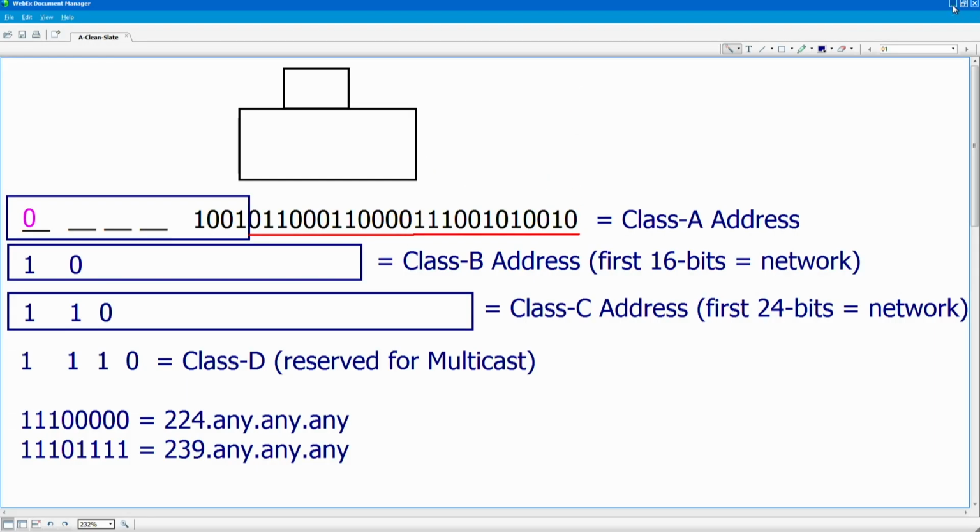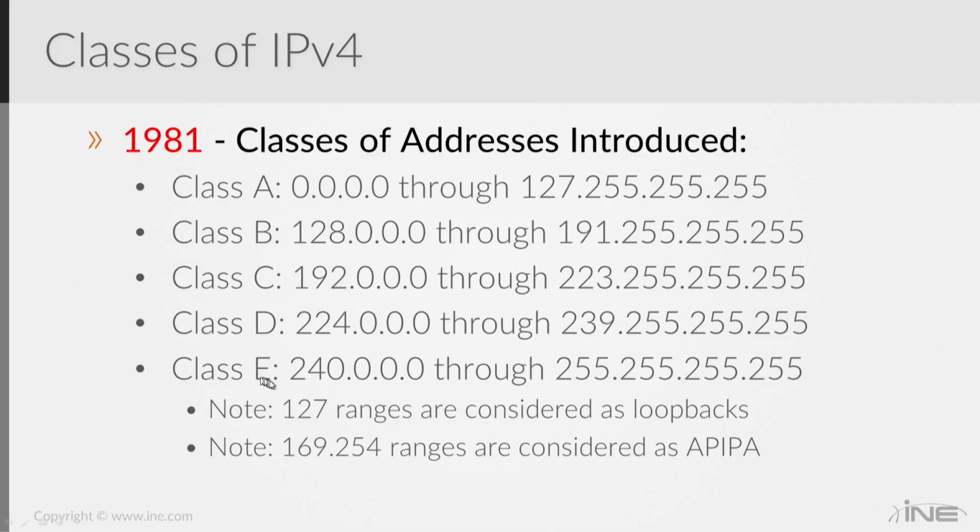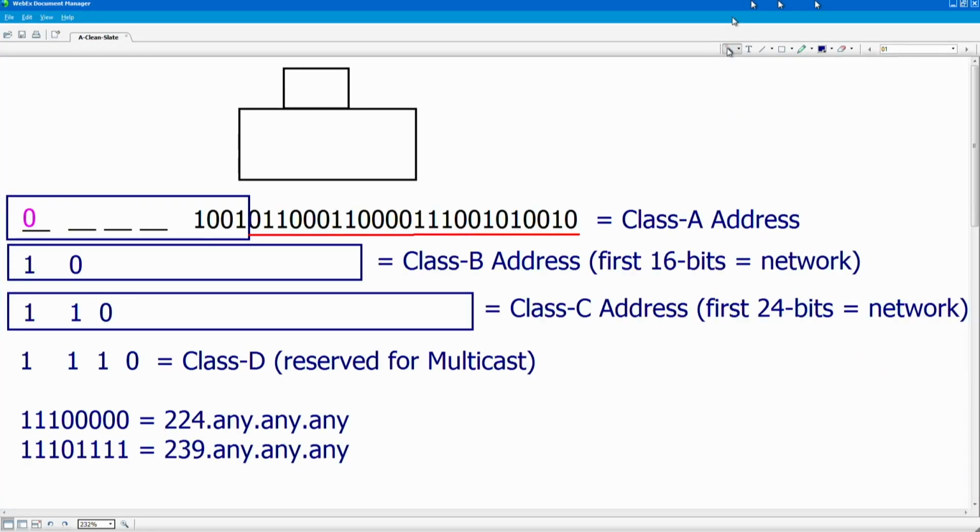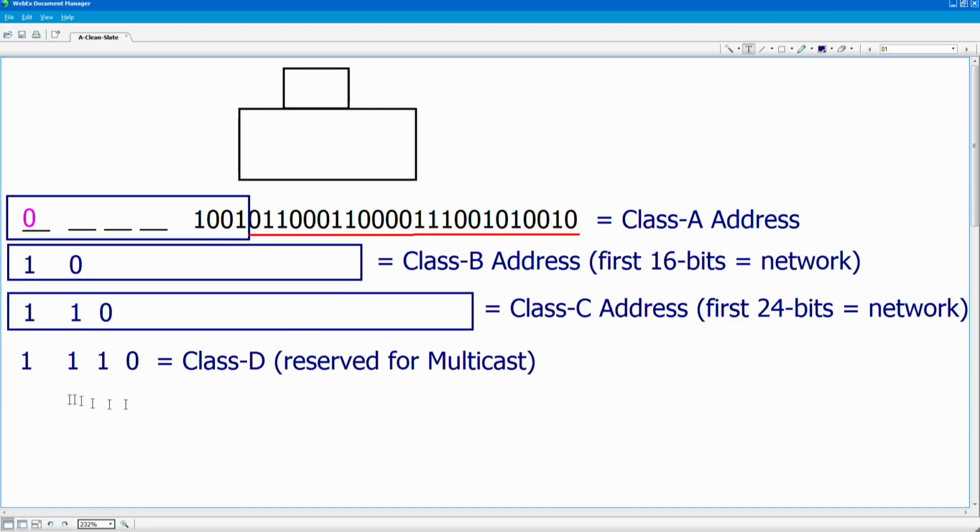And then the last range of classful IP addresses is what's called the class E. This was originally known as the experimental range. And if we go to our binary once again, you can see it's going to be the next pattern available to us. So class E experimental addresses start out with 1, 1, 1, 1. So the first 4 bits are 1111.